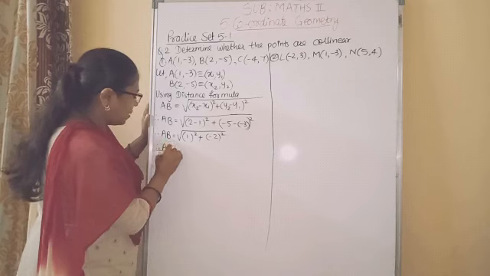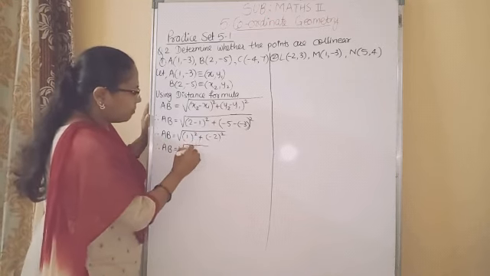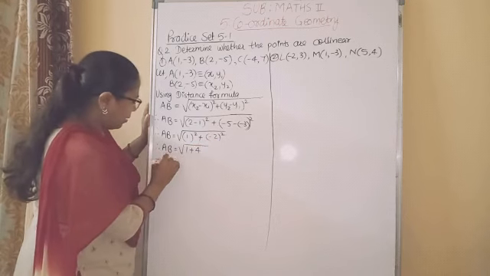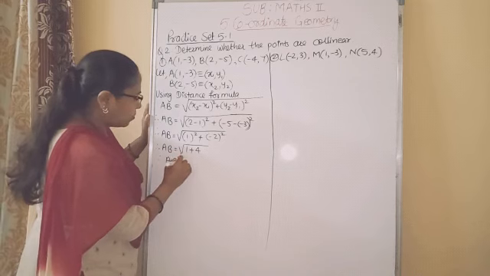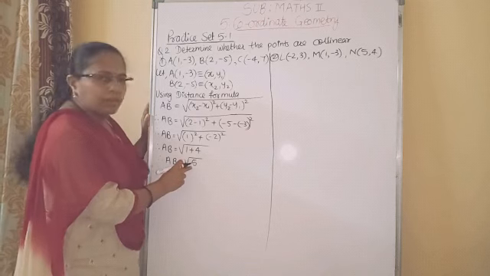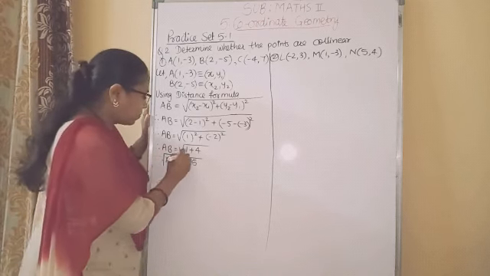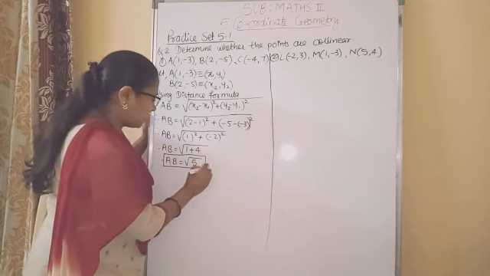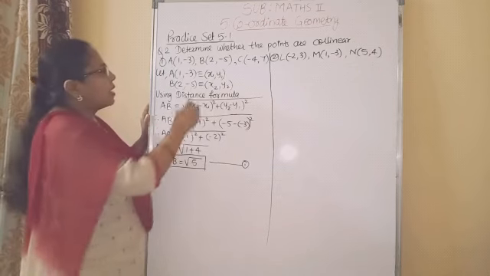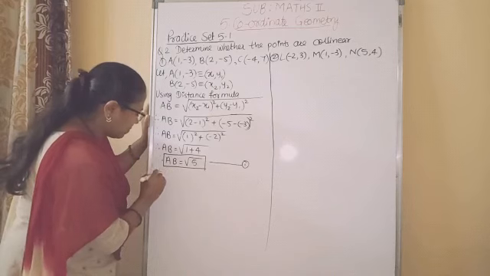Therefore AB is equal to 1 square is 1 plus 2 square is 4. Therefore AB is equal to root 5. Okay, so root 5 is an irrational number. We can't find its square root, so keep it as it is. Give this statement number 1. Now we will find out the distance between B and C, that means BC.